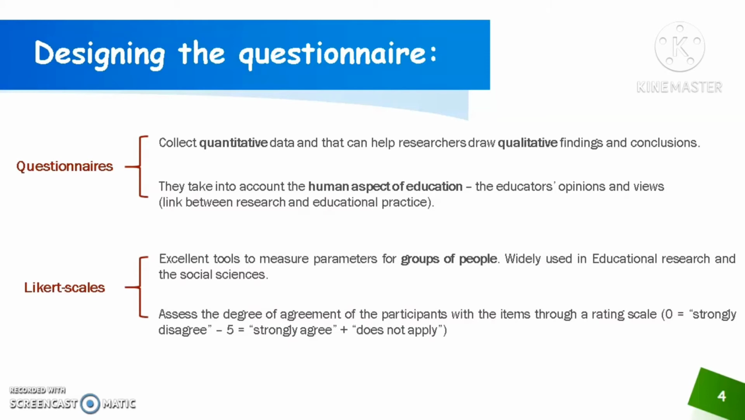Because of these, we chose to design a Likert scale questionnaire, an excellent tool to measure parameters of groups of people. And they have already been used in educational research and the social sciences in the last years. This type of questionnaire assesses the degree of agreement of the participants with the items through a rating scale. Rating scales normally have 5 possible responses, which range from strongly disagree to strongly agree. We have chosen to add a 6th option to our scale: does not apply, in order to avoid assuming knowledge or viewpoints.